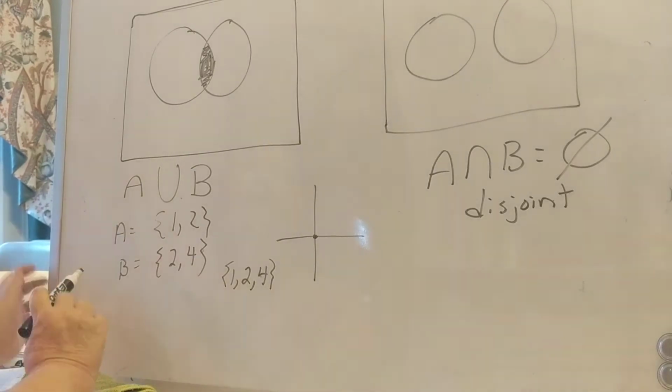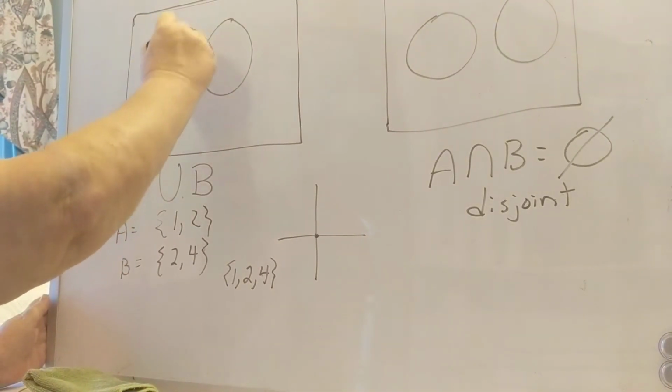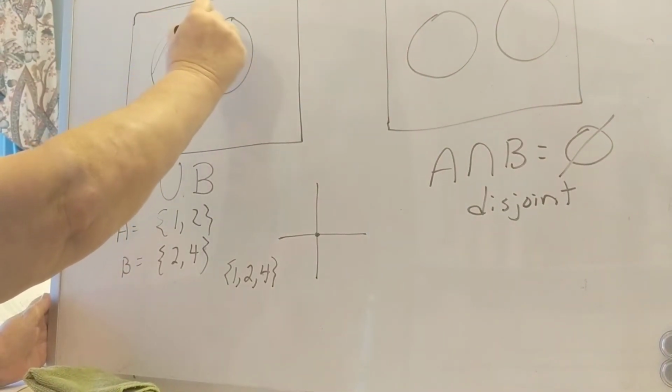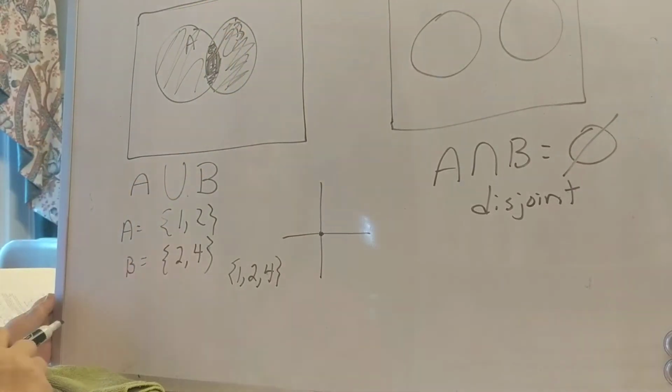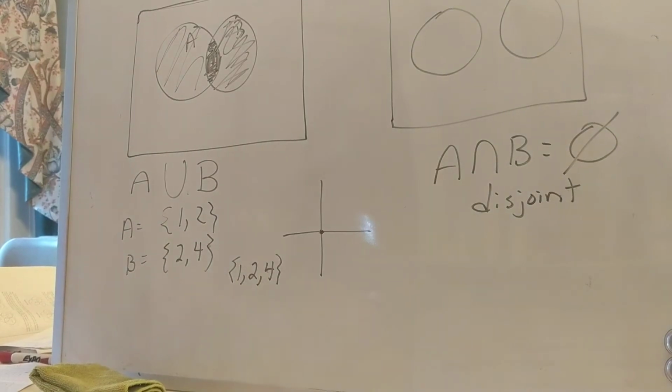Okay? If I want to color that, let's say that's set A and this is B, the union will be every bit of these. Okay? That's the union.